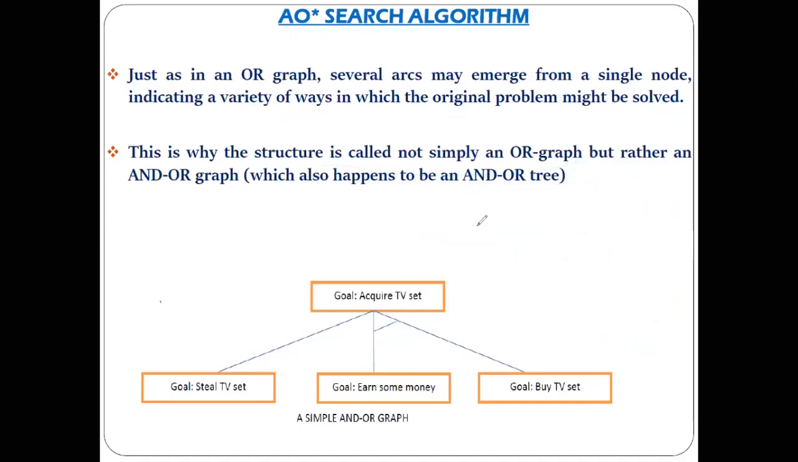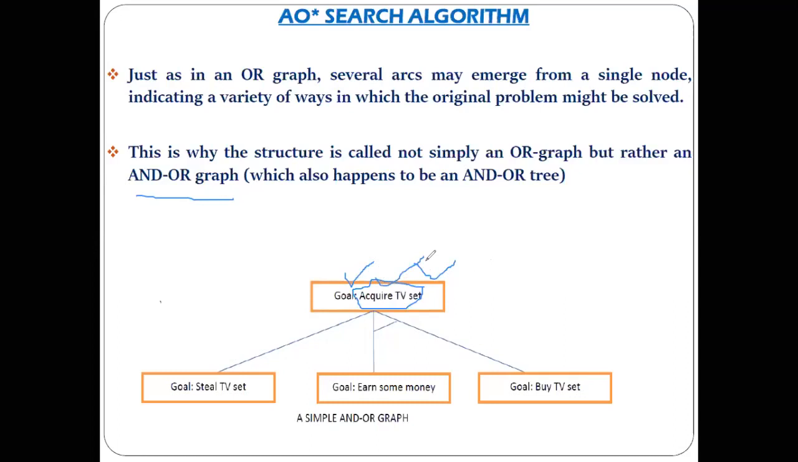Now let's see where such a situation may occur, because in that kind of situation there is a use of the AND OR graph. For example, let's check the situation here. Our main goal, which I have mentioned here, is what? To acquire the TV set. It is a general real-life example we are taking. Now how can you acquire the TV set? Tell me.